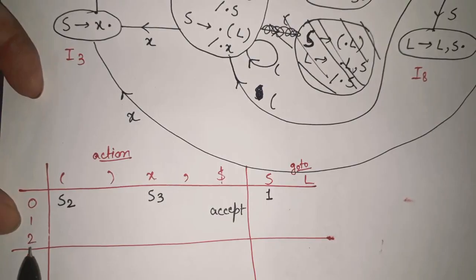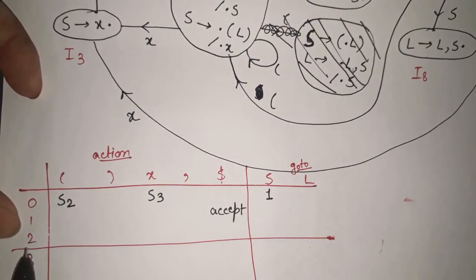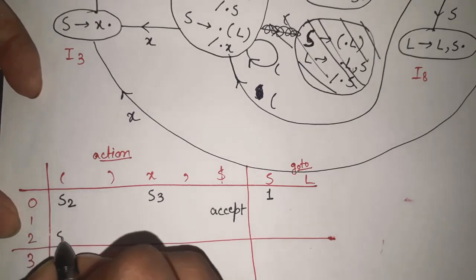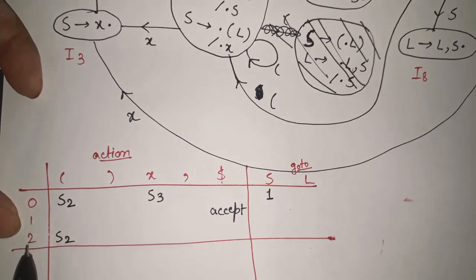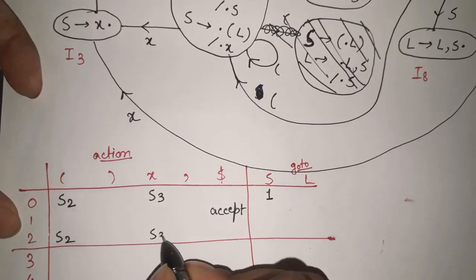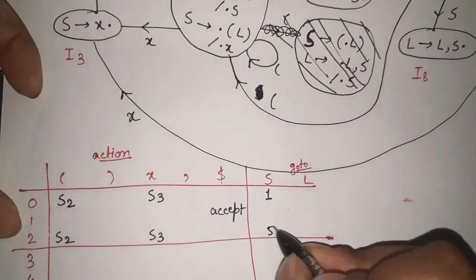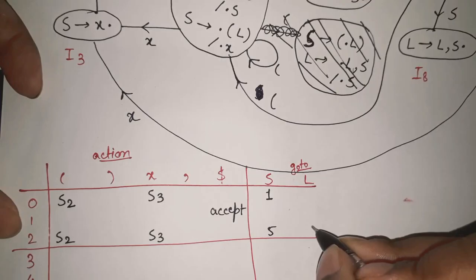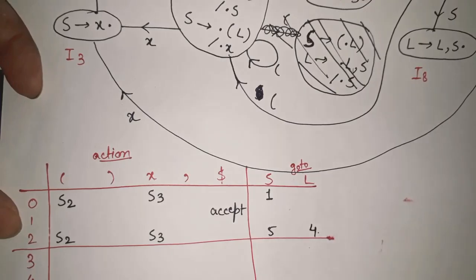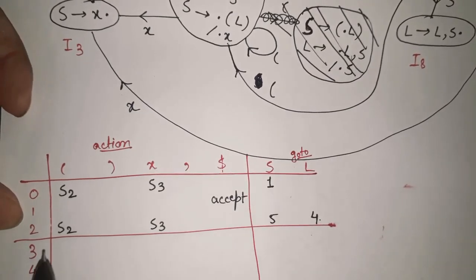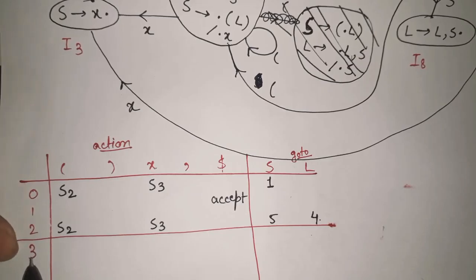Now check state number 2, I2. On opening bracket we are going to 2, so shift 2. From 2 on X we go to 3, so shift S3. On 2 with the help of capital S we are going to 5, and with the help of capital L we are going to state number 4.